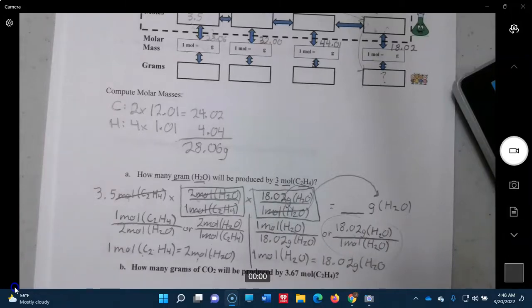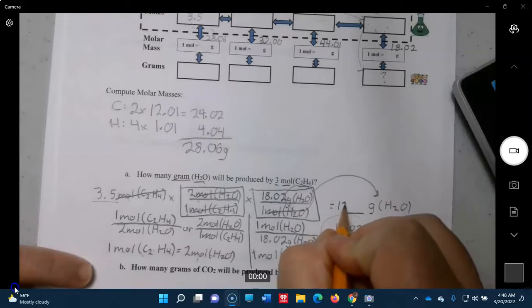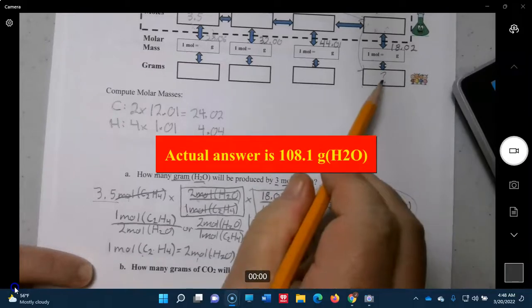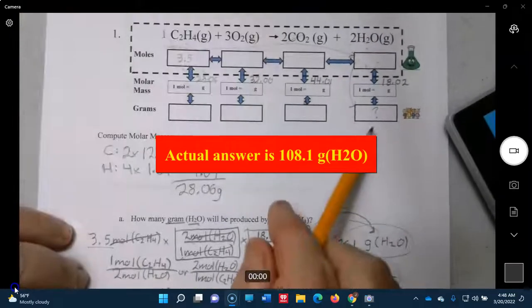So now we can go ahead and multiply everything on the top: 3.5 times 2 times 18.02, and we divide by everything on the bottom. Divided by 1, divided by 1. Of course, you don't really have to do the divided by 1s, because it doesn't change the value of the answer. And that gives us 126.1. Again, just go one place after the decimal. Usually that's good. I'm not worrying about significant figures here. Okay, and that's your final answer. So that's how many grams of H2O you would end up with.